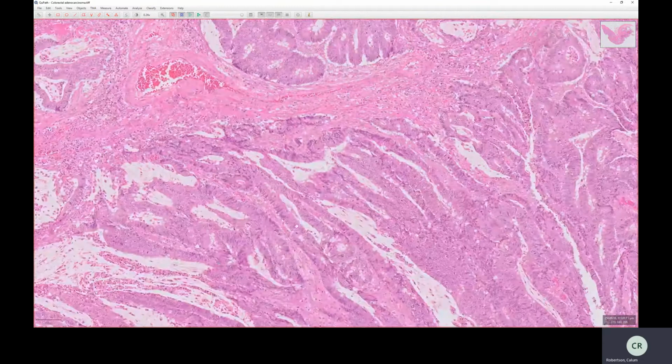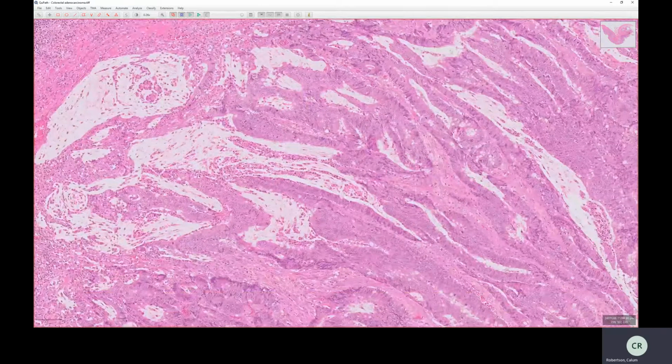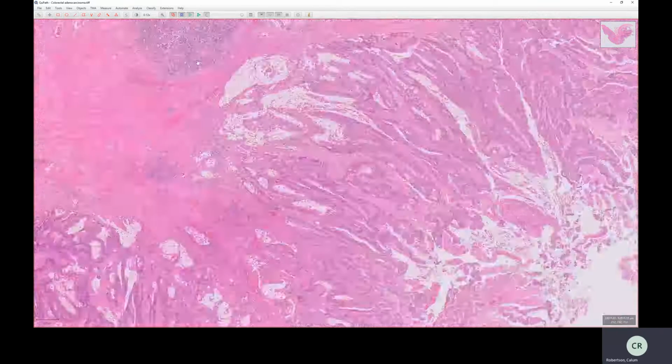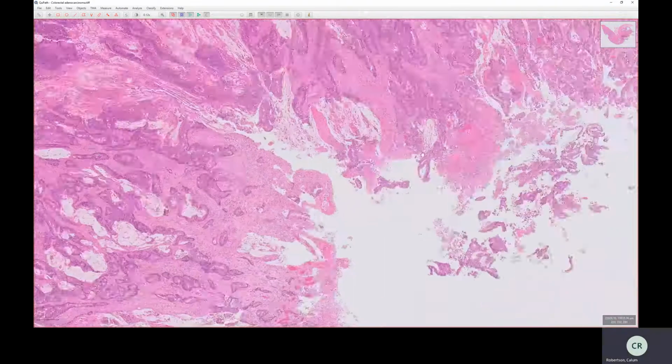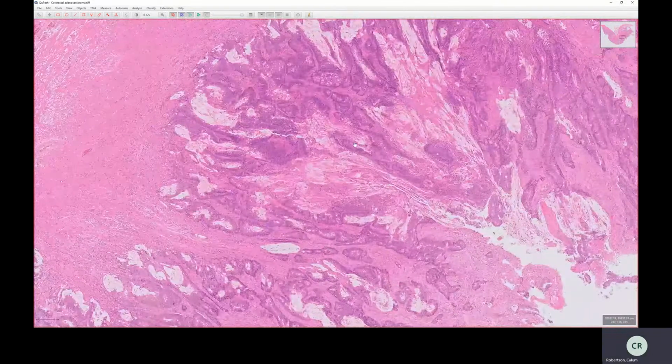And let's see if we can look around. So this is a good example of, no, hang on. Let's find a better example of another feature which is sometimes useful to see.